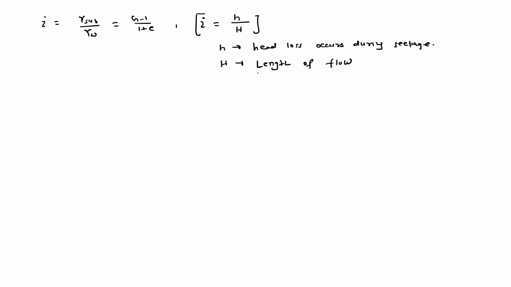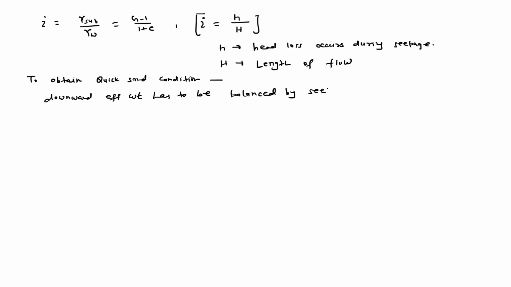This is quicksand condition. So to obtain quicksand condition, the downward effective weight has to be balanced by the upward seepage pressure, that is i gamma w into z.